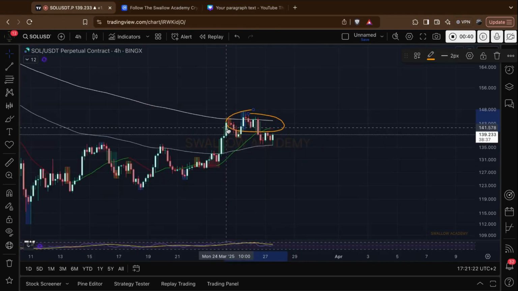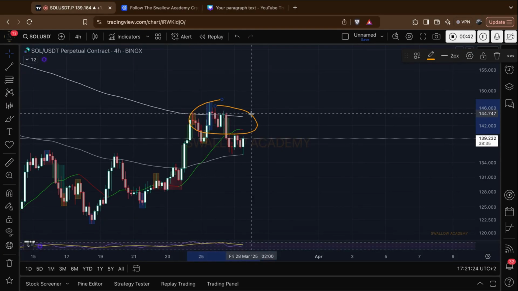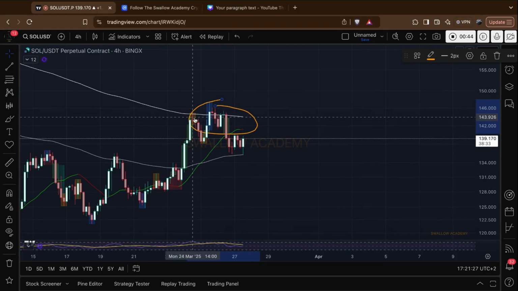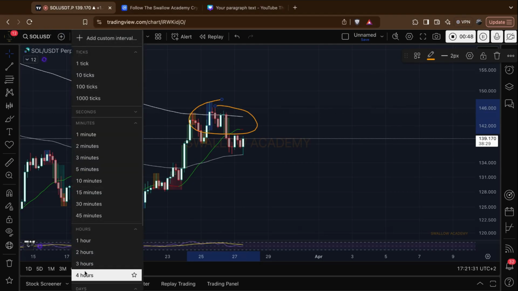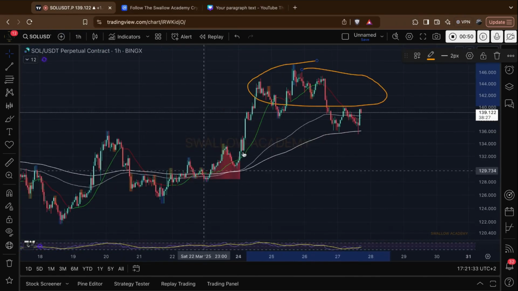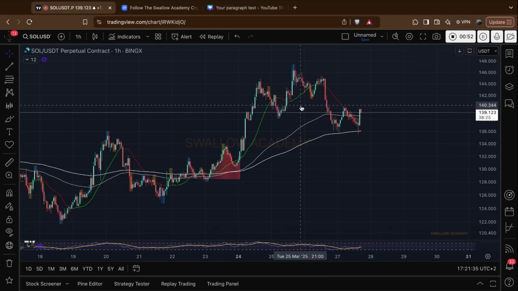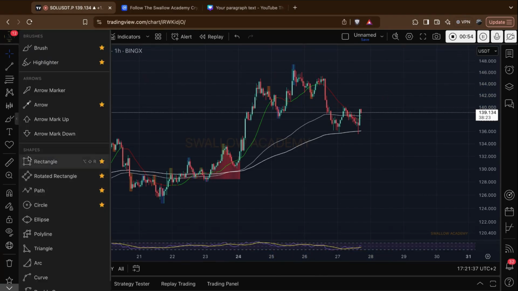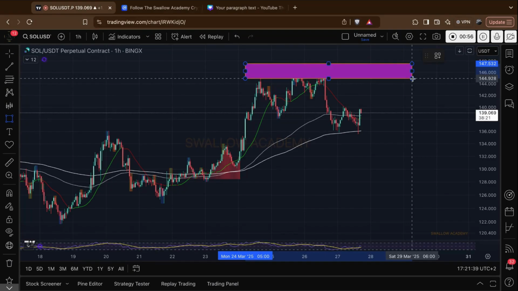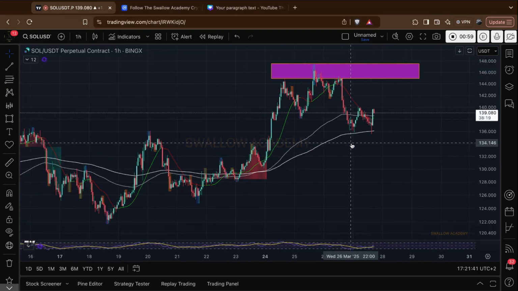Now, recently, we also have tested this 200 EMA line three times actually. So, first rejection, second one, and third one. And going on hourly time frame, we are seeing, so let's remove this one and just put the box line here as a resistance zone for us.